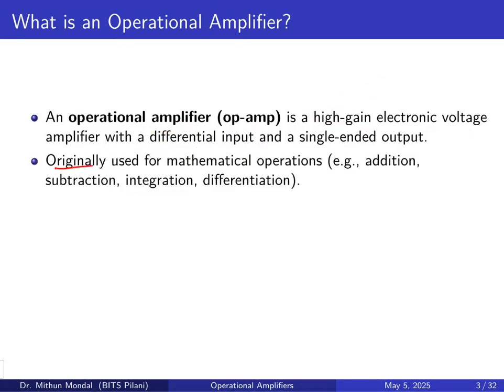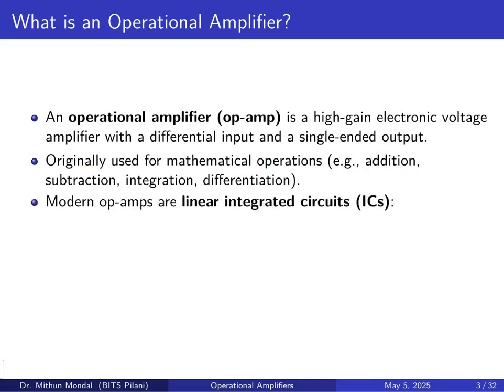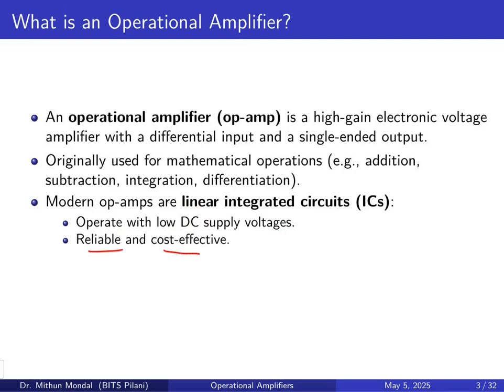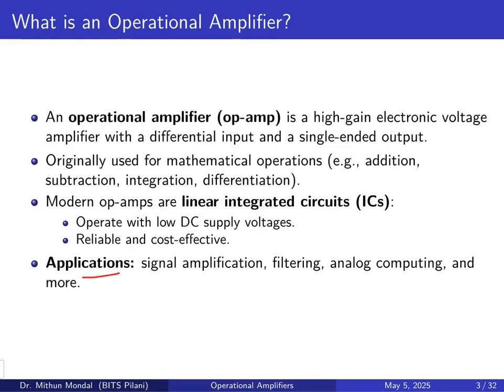So originally, op-amps were used for mathematical operations in the form of addition, subtraction, integration, or differentiation. Nowadays, modern op-amps are basically linear integrated circuits, which are ICs. They operate with low DC supply voltage. So the input is basically DC and of very small magnitude. They are reliable as well as cost effective. Some of the applications of the op-amp are in the area of signal amplification, filtering, analog computing, and many more such applications in electronic principles.